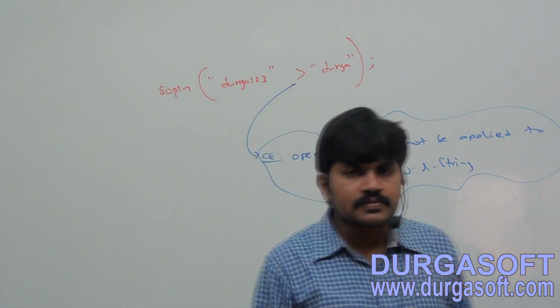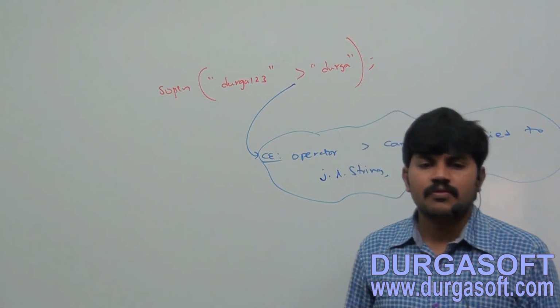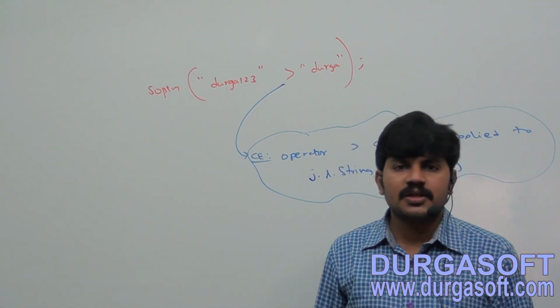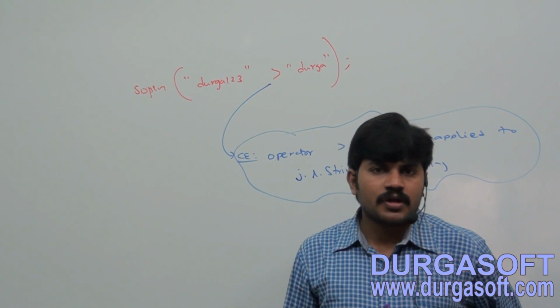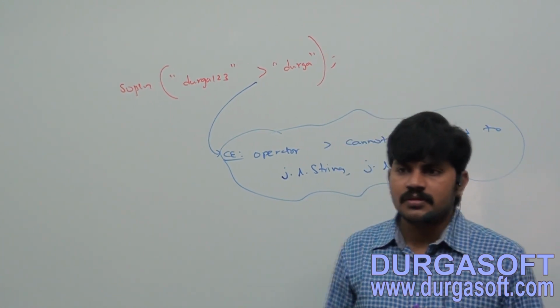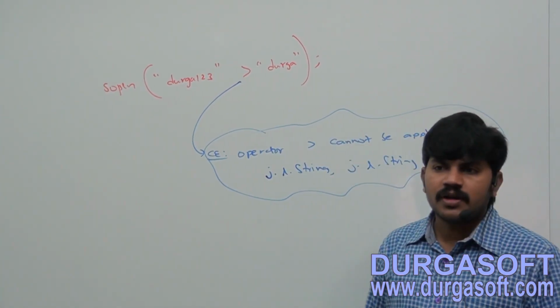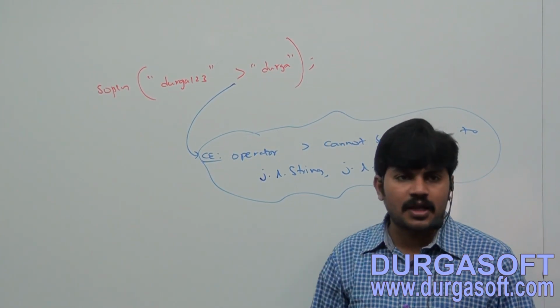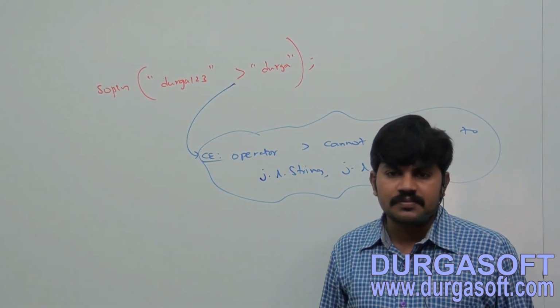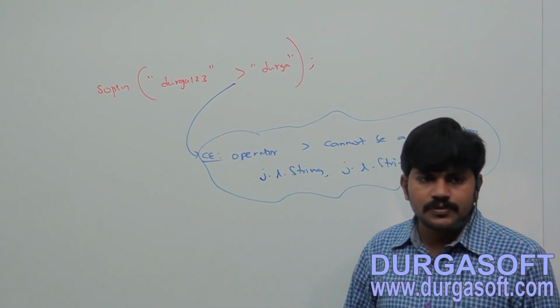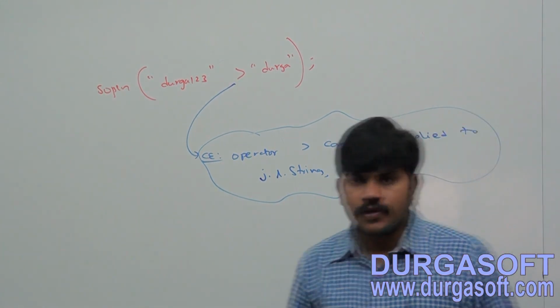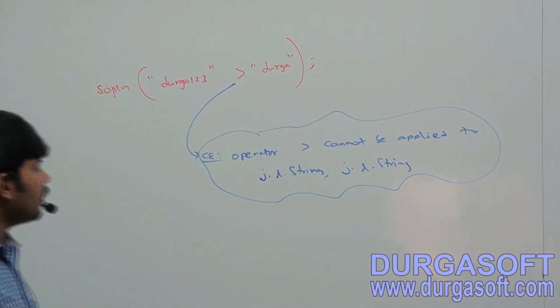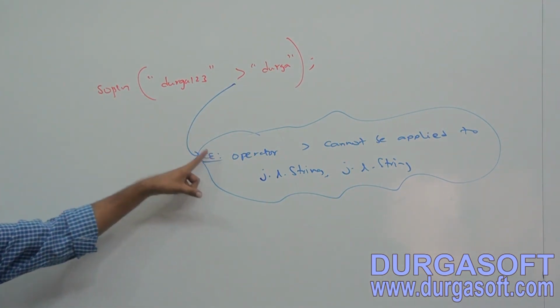At this point we can't apply relational operators for object types. Take this example and compile time error.